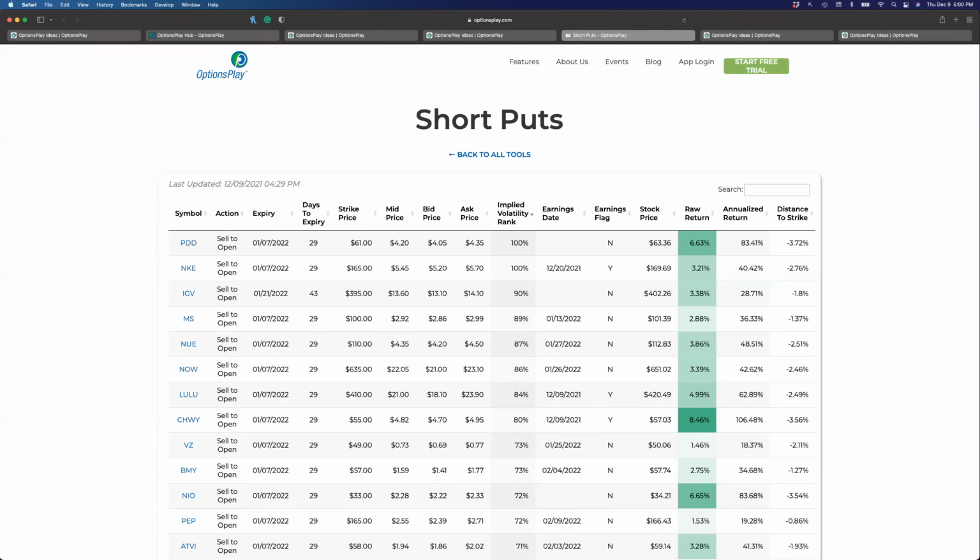How do you calculate the maximum risk for a short put? The maximum risk is your cost basis, which is the strike price minus the price that you were executed at. So if I sold Nike for $165 and I collected $5, my cost basis on that is about $160. That's my max risk. If the stock goes to zero, I'm losing $160 per share once I've sold the put, versus if I bought the stock, I'm risking $165.